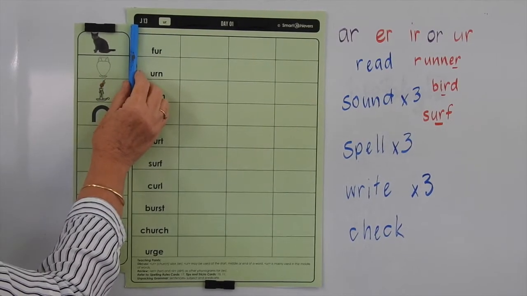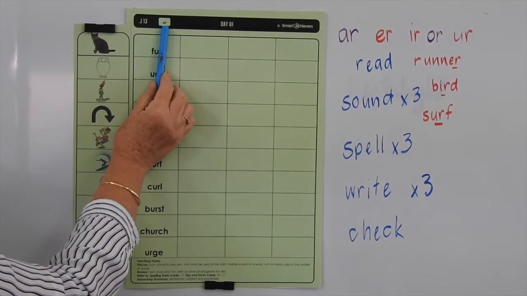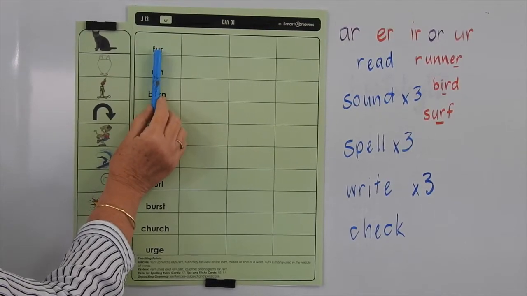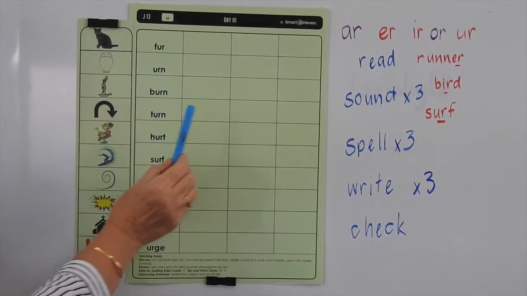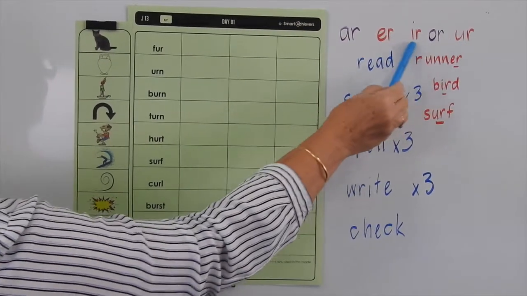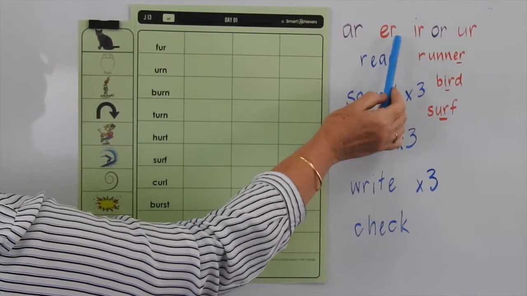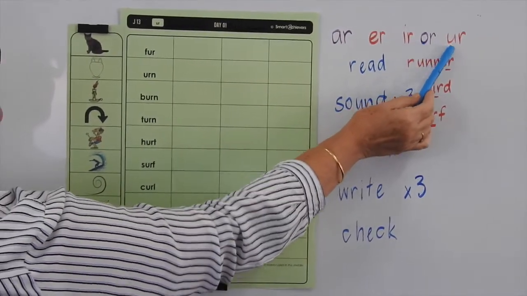This is level J. We're doing list 13 and this is day 1. We're looking at UR for the sound, and it's an R controlled vowel. When we have a vowel with an R, we call them the R controlled vowel. So this is ER and this is OR. These three all make the same sound.